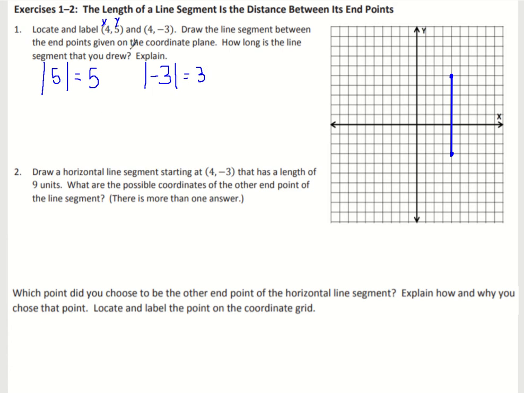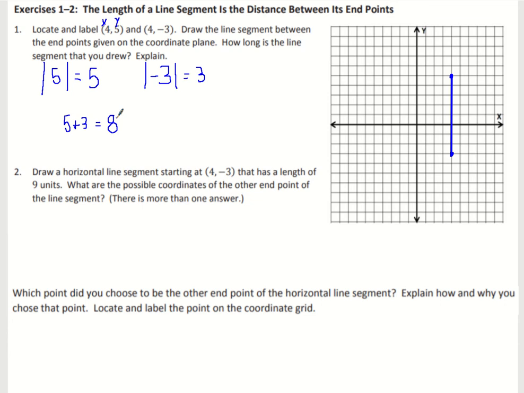Now, since my original y-coordinates have different signs, 5 being positive and -3 being negative, I'm going to add together my lengths, my absolute values. So, 8 is what I'm going to get because 5 plus 3 is going to give me that 8. And that's the same exact thing that we got from counting. So it makes sense that we should also get 8 here. So that's our first line segment.